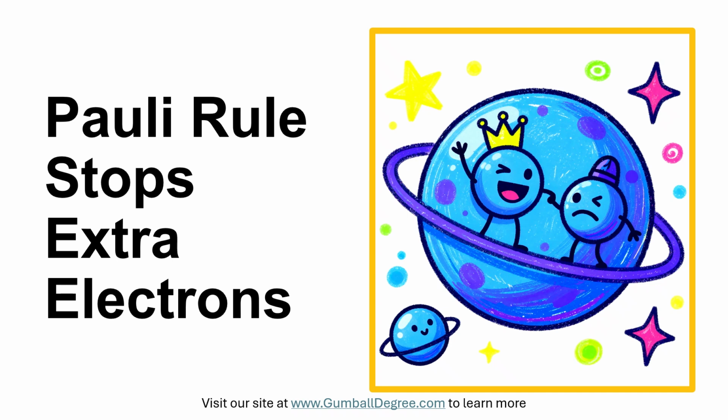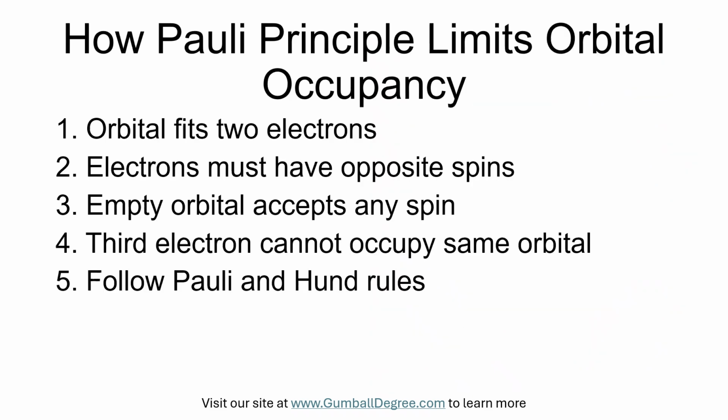Each orbital can hold at most 2 electrons, and those two must have opposite spins, so no 2 electrons in the same atom have identical sets of quantum numbers. Think of an orbital as a tiny room that can fit 2 kids, but they must sit facing opposite directions, so they are not doing exactly the same thing.